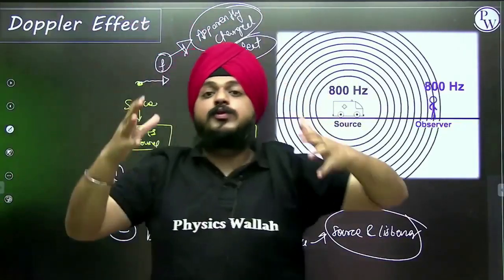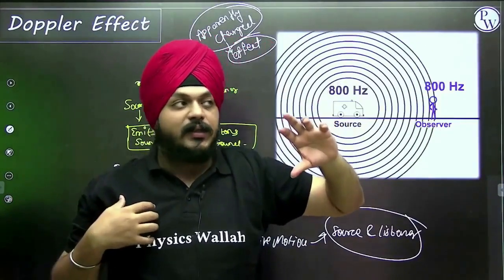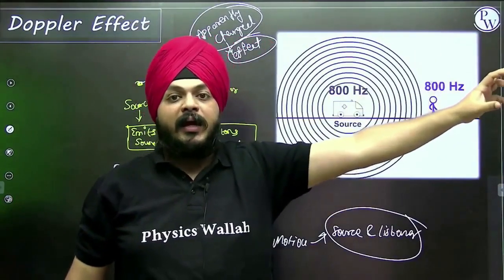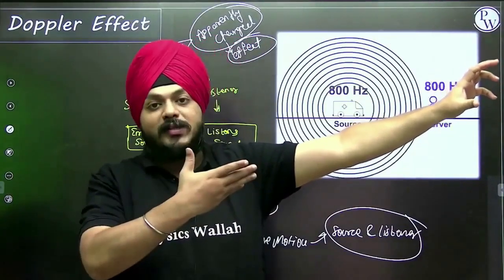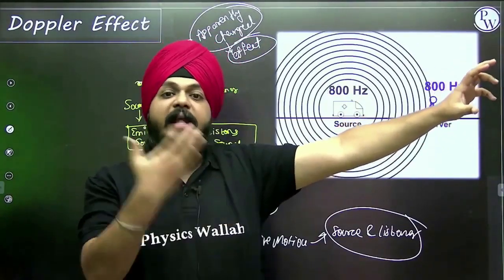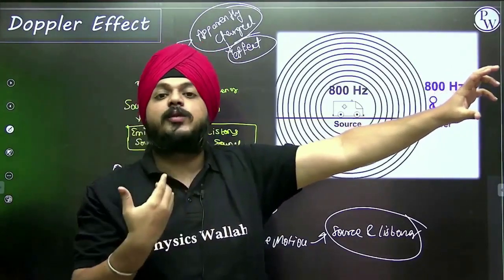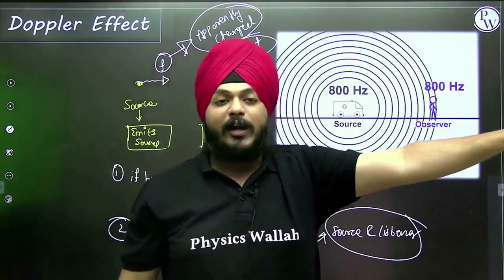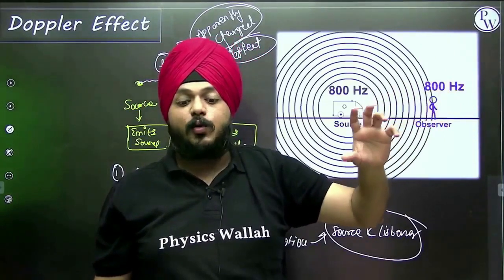I gave you all the live demonstrations of it when my mobile was the source and I was the listener. When I kept it at some distance, the frequency of the sound that the source was emitting, the same f the listener was hearing, because there was no relative motion between the source and the listener. Now what happens here? Slowly, slowly, the source is coming nearer to the listener.